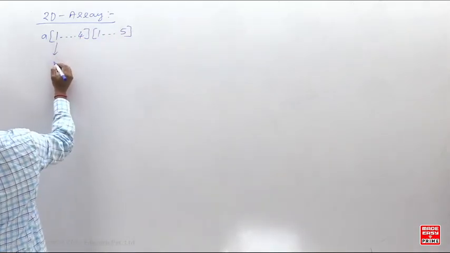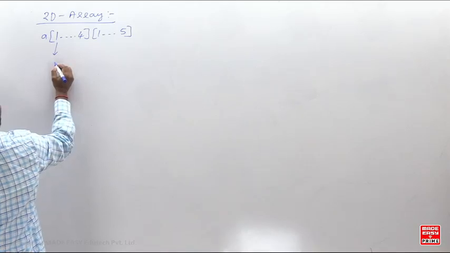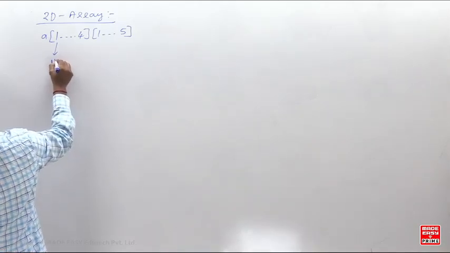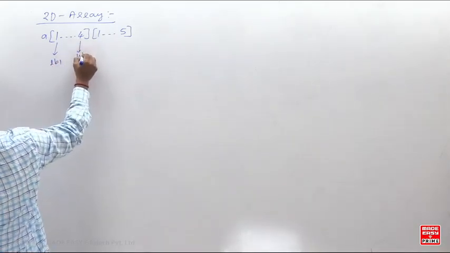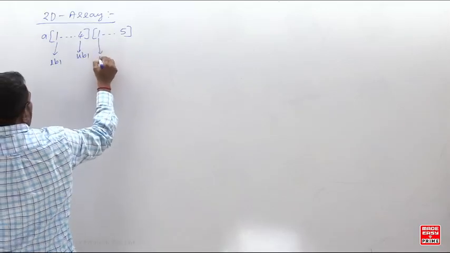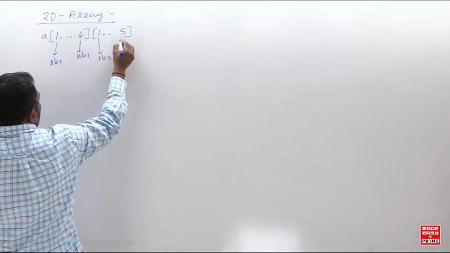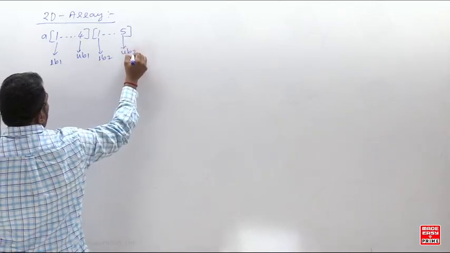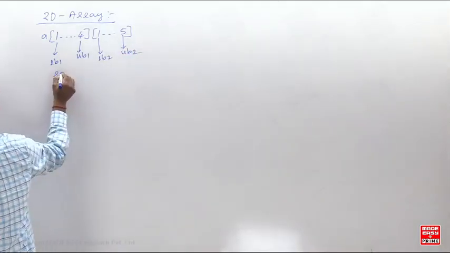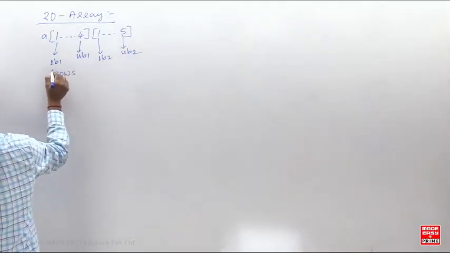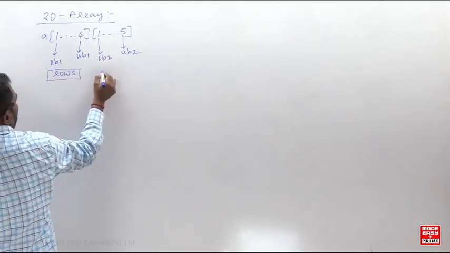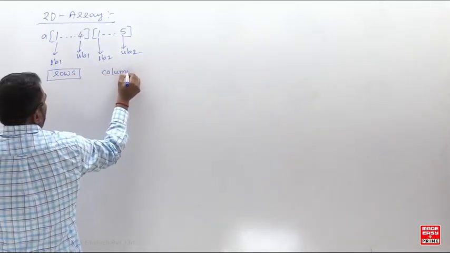Okay, so let's say you are having a 2D array with index range of 1 to 4 and 1 to 5. So this is called the lower bound 1, this is called the upper bound 1. This is called the lower bound 2, and this is called the upper bound 2. So these are the rows and these are the columns.